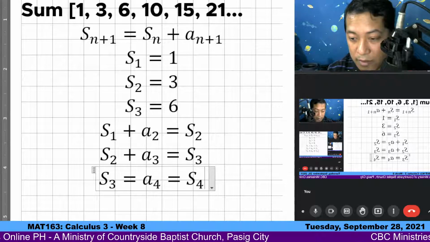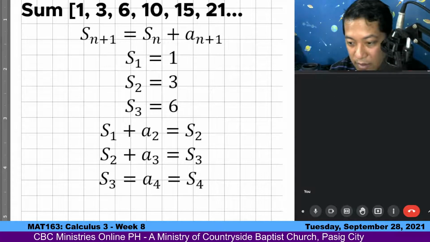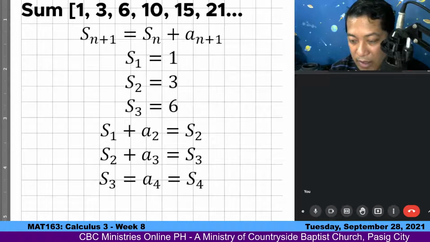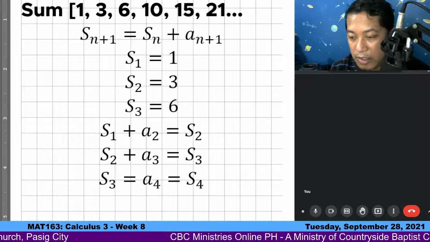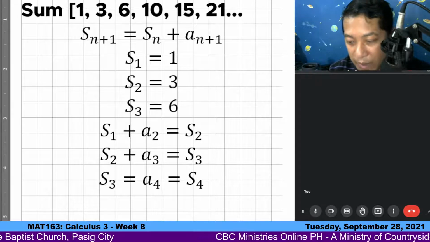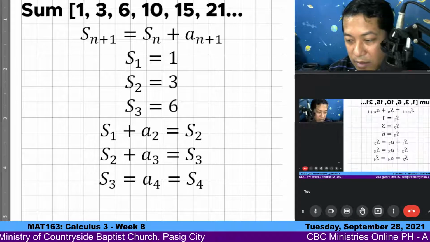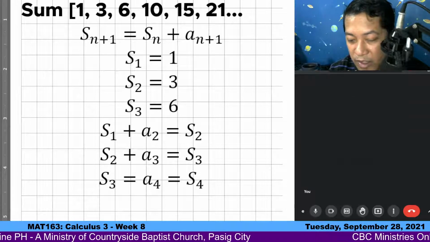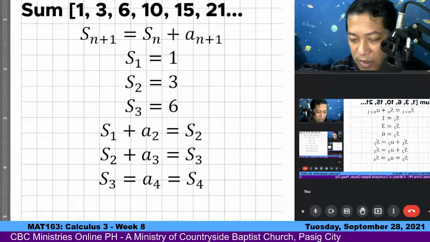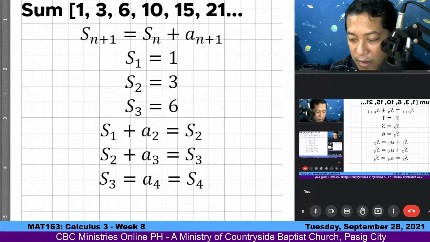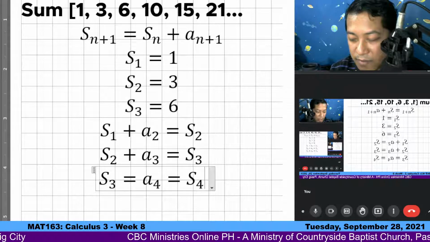Yan, so saglit na mga kapatid. Hinihintay ko talaga yung estudyante ko, sayang. Thank you, Algie, for dropping by. Really appreciate your presence. Na-offline kasi my student is from Isabela, so there might be some connection issues.